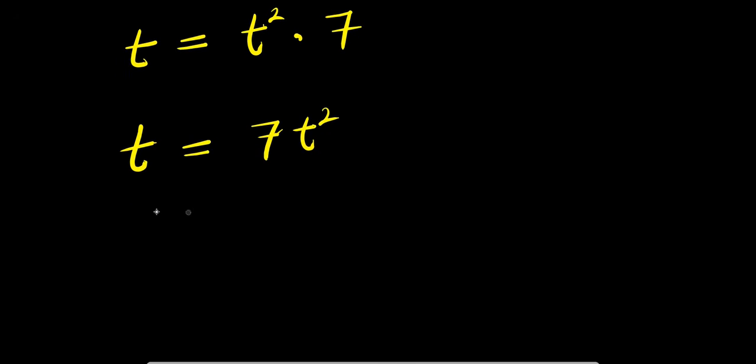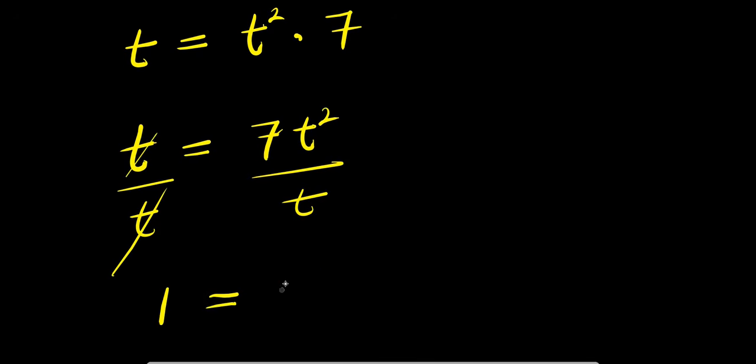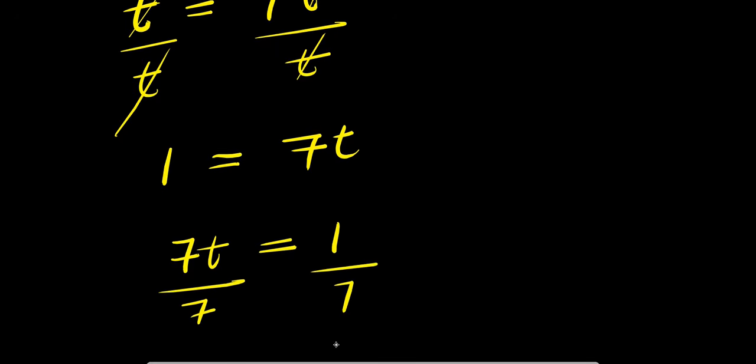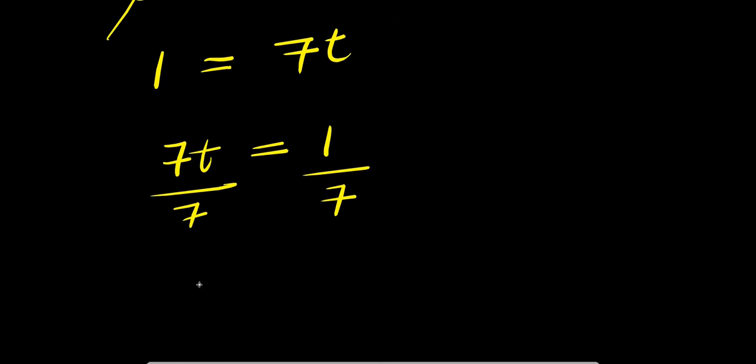Now you can also solve this as, this is divided by t. This is divided by t. t cancels t. You have 1. And this equals 7t because t cancels one of this t. So you can rearrange this and have 7t equals 1. Divide this by 7. Divide this by 7. From here, 7 cancels 7. You have t equals 1 over 7.